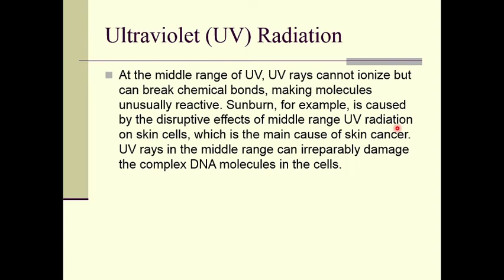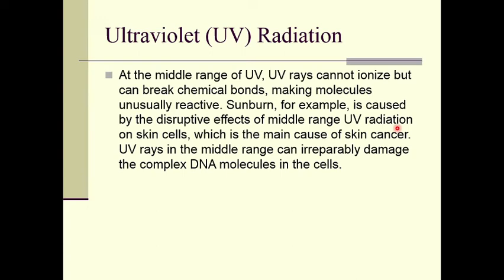At the middle range of ultraviolet, UV rays cannot ionize but can break chemical bonds, making molecules unusually reactive. That means when the middle part of the UV is incident on molecules, it will not ionize the atoms, but it will break the chemical bonds between different atoms and make the molecules unusually reactive. That means the molecules will become reactive when the bonds between them are broken.